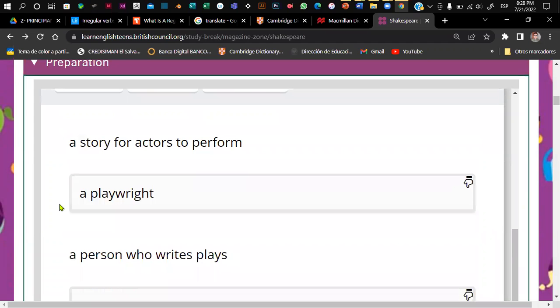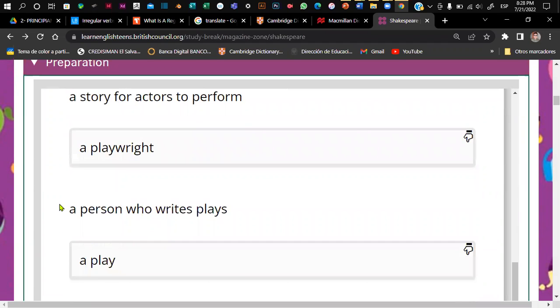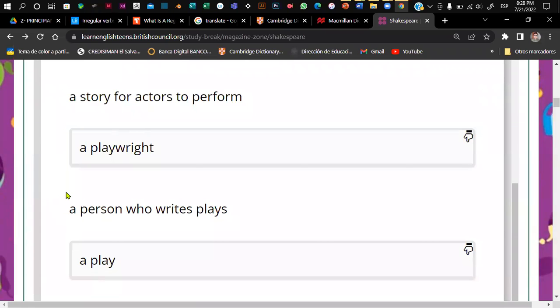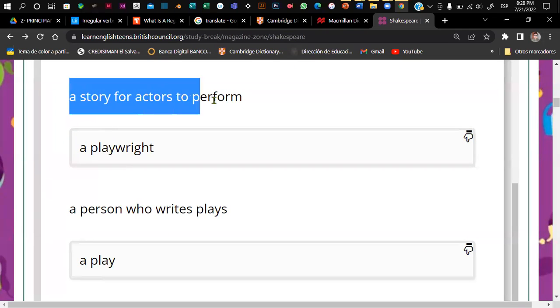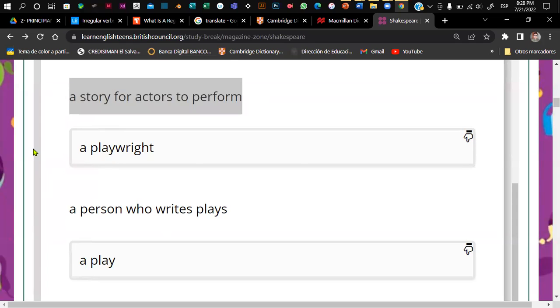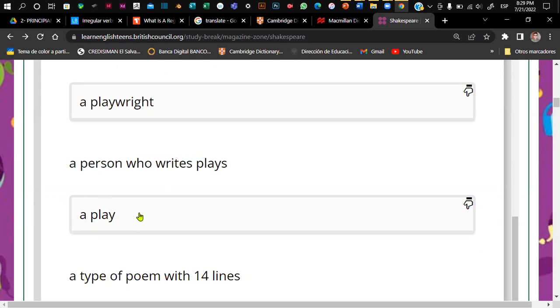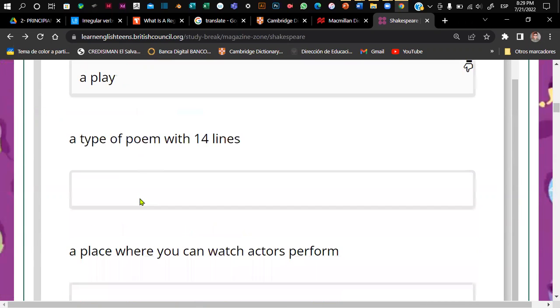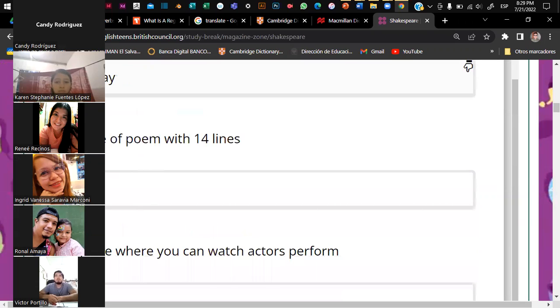I believe sonnet is incorrect. Okay. What about if we change this one by this one in the first place? Do you see that it makes sense, this one? A story for actors to perform. Yes, but I don't understand this story. Okay, no problem. This is only linking, joining definition with a specific word. But we can leave it there. Podemos dejarla ahí by now.